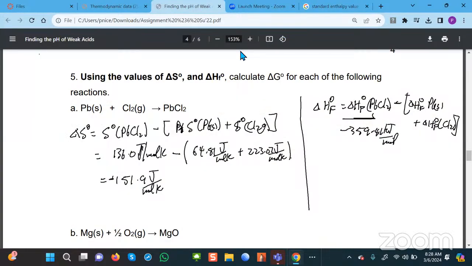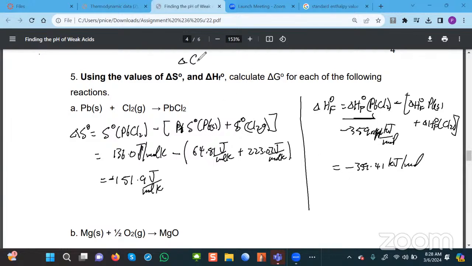Okay. So minus 359.41. There should be a 4 here. So this should be a 4 here. All right. So the answer will be minus 359.41 kilojoules per mole.